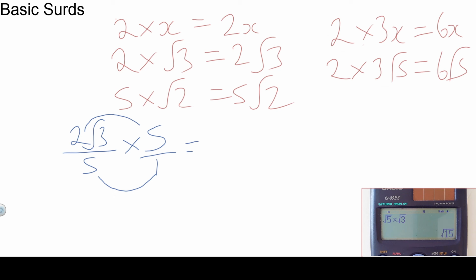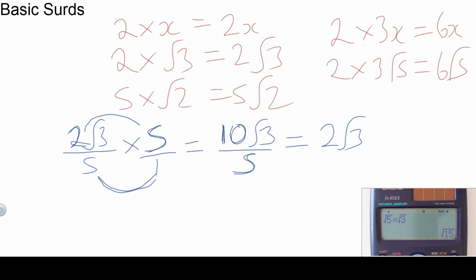So here we go. 2 root 3 times 5, looking at the numerator. Well, this 5 times the 2 gives you 10. And you got the root 3, just copy the root 3 across. And then 5 times 1 is just 5. Now that could be simplified further. If you look at the 10 over here and the 5, 10 divided by 5 can be simplified, that's 2. And then just copy the root 3 across.